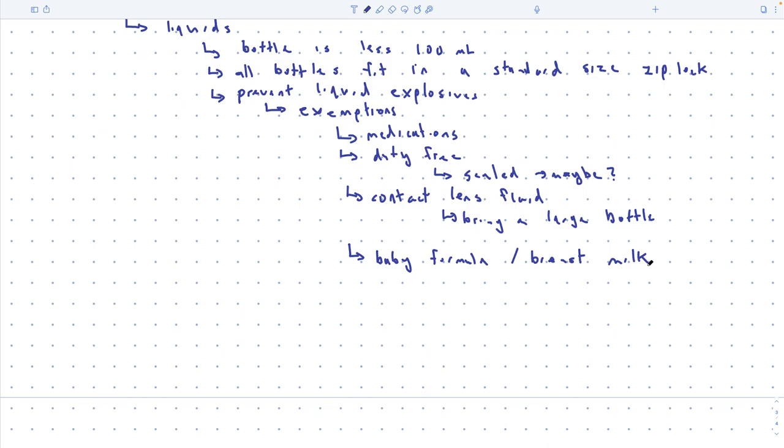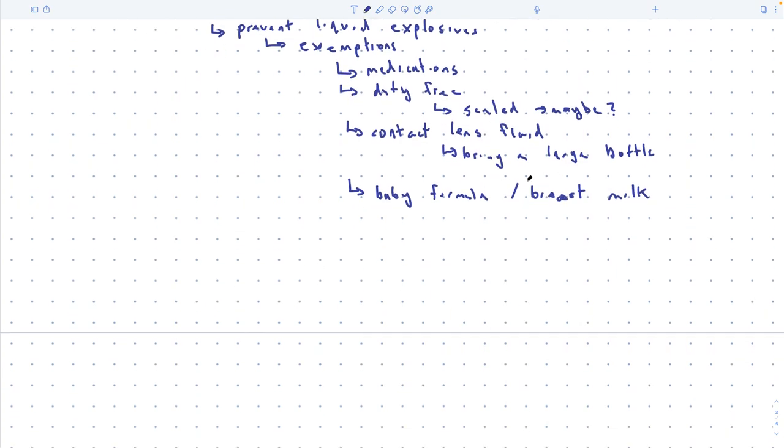But it's also just logistical, you can't really restrict it. You could buy formula on the other side, in the secure zone. But if you're breastfeeding, you can't buy it. And this is expressed milk, obviously not in the breast still, which you can also carry through. Okay.